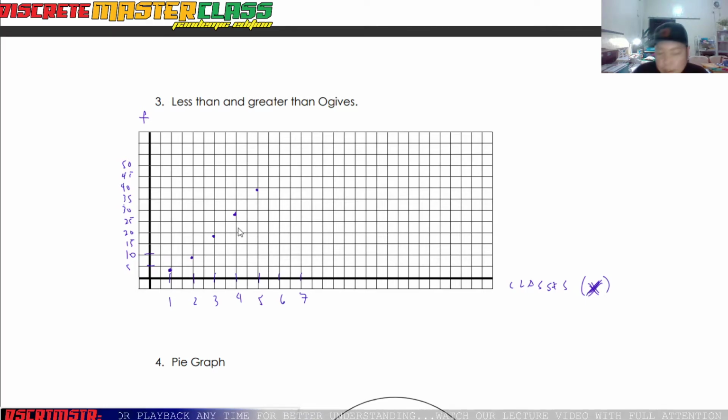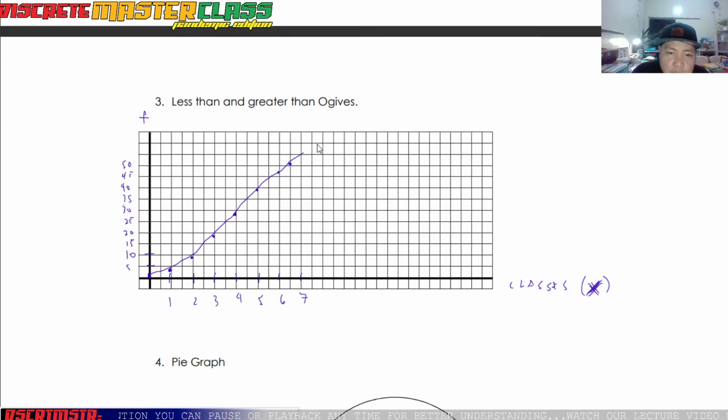Okay, next is 46. That's more than 45. Somewhere here. Ay, sorry, loading ako. Kabila pala. 46, ito yan. Tapos last is 50. So, again, from the origin, gawa ka niyan, dugtong mo lang yung mga points.